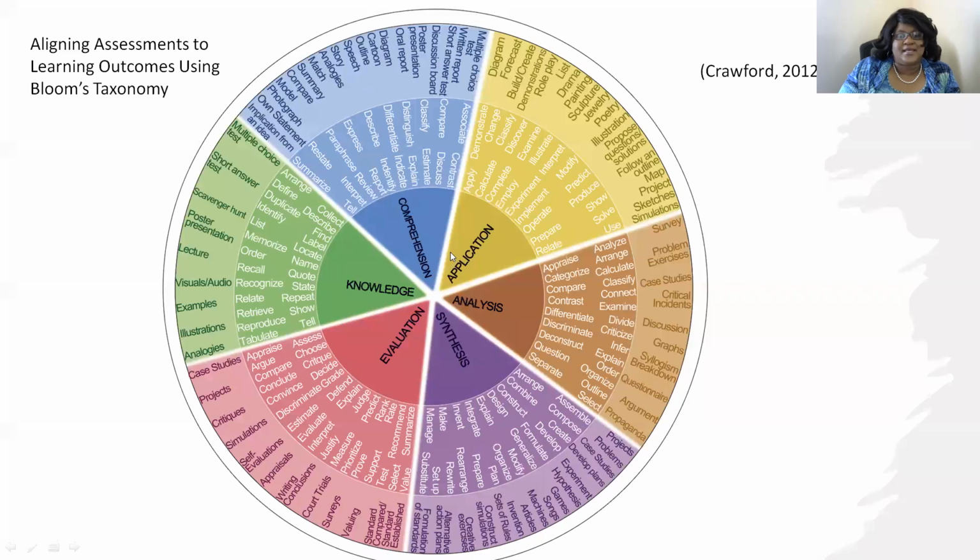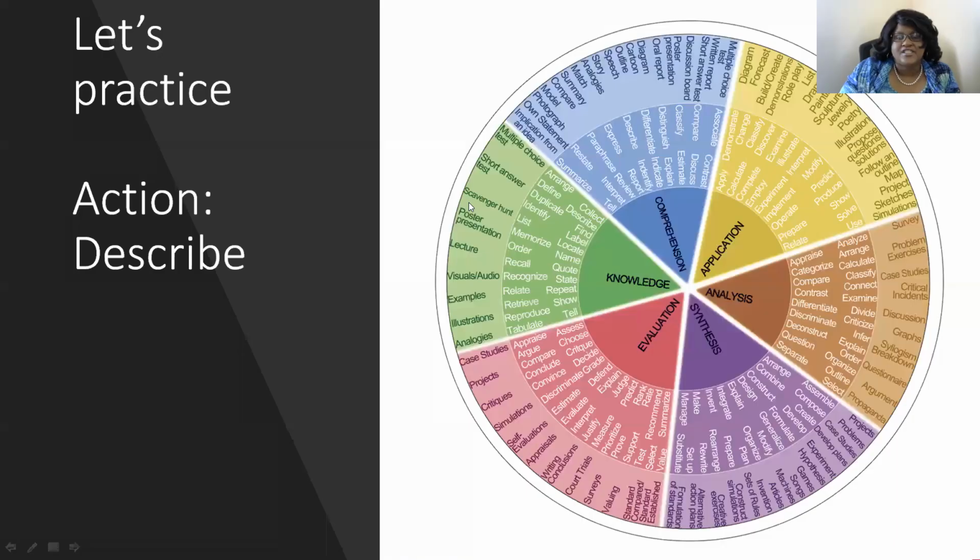Then this one is, and I love it, I know it's busy, right? But it takes the Bloom's taxonomy, and then it pulls it out to what your action verbs are right here. I hope you see my arrow as I'm moving it. The action verbs are the next outer part, and then different types of assessments that you can do as they relate to those actions. So it gives you some ideas. And I pulled this from an article by Crawford that was published in 2012.